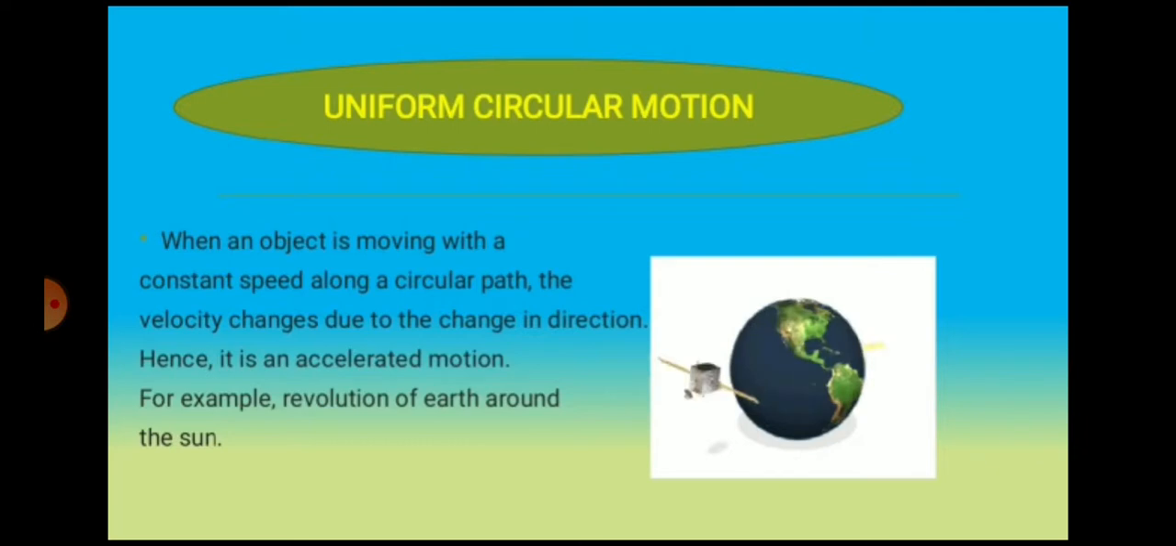If an object moving along a circular path of radius r takes time t to come back to its starting position, then the speed v is given by circumference divided by time taken. So speed is calculated using the formula v equals 2 pi r by t.